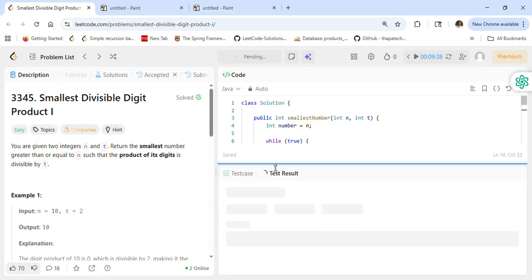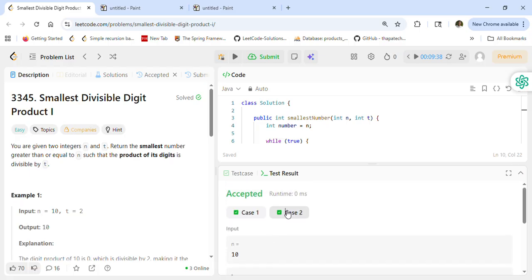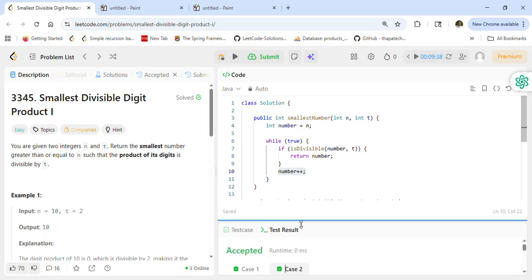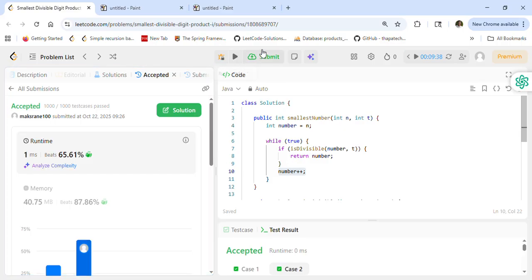So run this code, make sure this code is working correctly now. As you can see here, 10 is the correct answer and 16 is the correct answer right here. So we'll submit this code now to Leetcode. Make sure this code is getting accepted, and as you can see on your left side, the code is successfully accepted. These numbers are changing constantly.